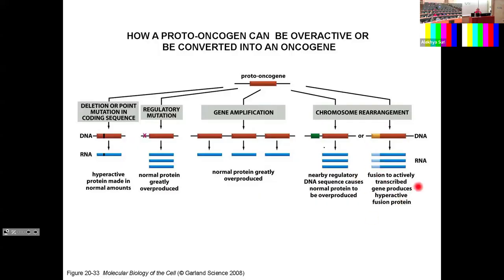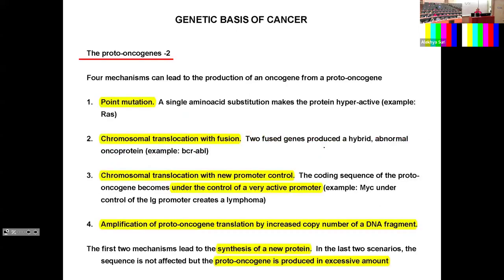And then, we are going to see an example later. The rearrangement will lead to a fusion of active transcribed genes, producing a hyperactive fusion protein. That will be a fusion protein that didn't exist originally. Now that they are oncogenes, they are called oncoprotein or fusion protein because it didn't exist before. We are going to see an example later.